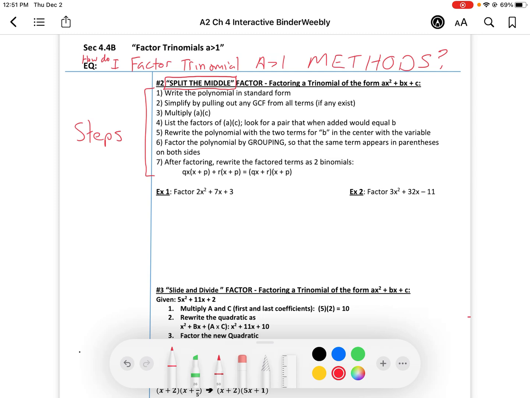So step number 1, write the polynomial in standard form. It's done for example 1, and it usually will be. Step 2, simplify by pulling out any GCFs, if any exist, and there is no GCF in that polynomial. Multiply a times c. Now if you're like, well, what's a times c? Look up here, folks. A is your coefficient of x squared. C is the constant, or the number without a variable. So sometimes I like to kind of go like this. I did 2 times 3, which is 6.